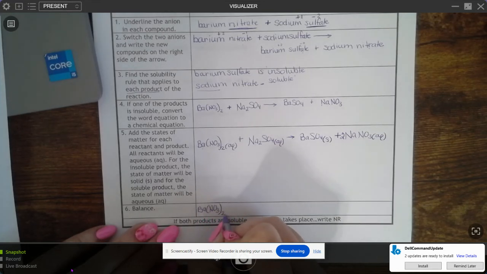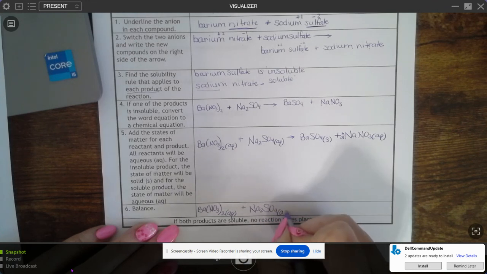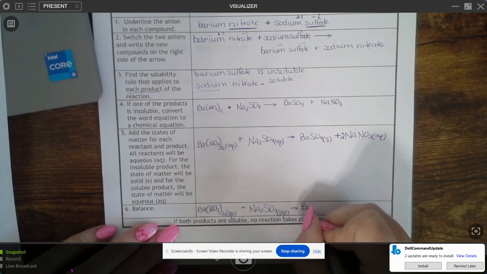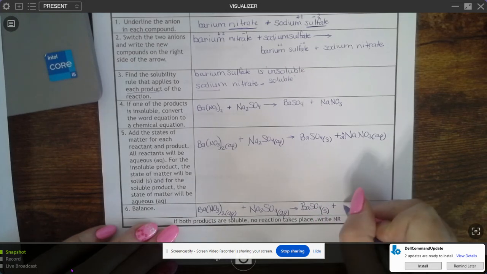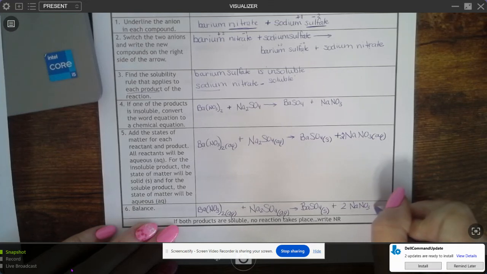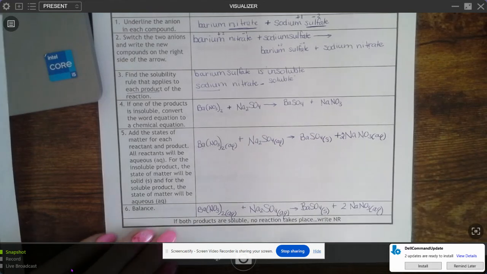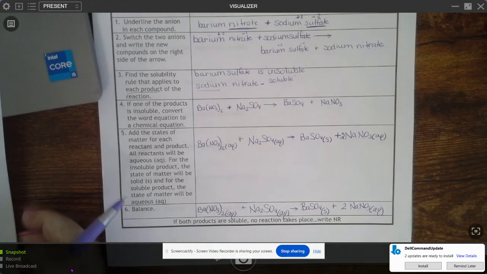Ba(NO3)2 (aq) plus Na2SO4 (aq) produces BaSO4 solid plus 2 NaNO3 aqueous. All right. So we've just added a little bit more to what we already knew what to do.